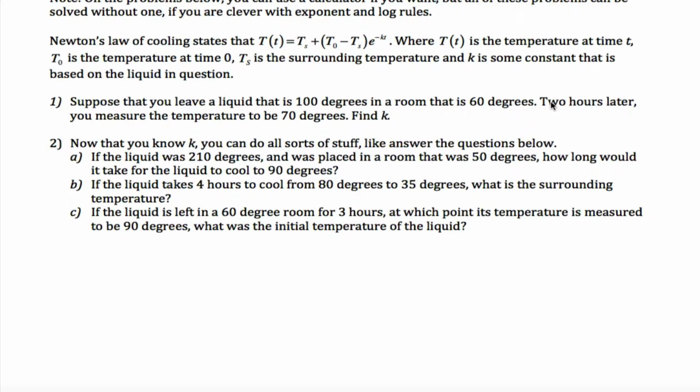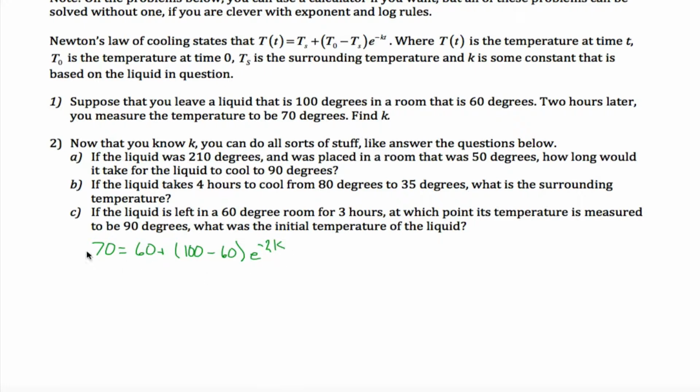2 hours later tells us that t equals 2. At time 2, the temperature is 70 degrees. So I have 70 equals T with a little s in the subscript, the surrounding temperature, so the room temperature, which is 60 degrees, plus T naught, the temperature that the liquid started out as, 100 degrees, minus the surrounding temperature, which shows up twice in this formula, times e to the negative k times t. Well, t is time, and since everything is in hours here, I'll make that my units. So 2 hours later, I'll make this negative 2 times k. And what I want to do is solve for k.